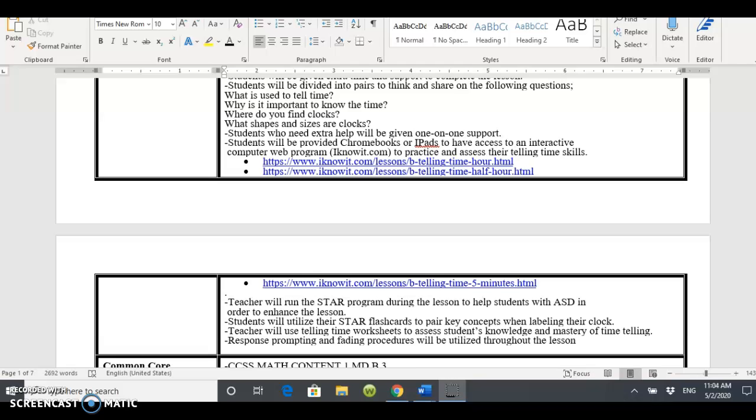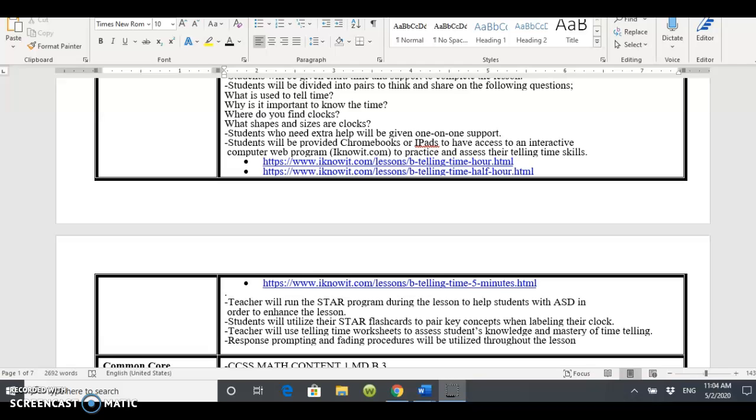Students will be provided Chromebooks or iPads to have access to an interactive computer web program called I Know It to practice and assess their telling time skills. Links are provided below. Teacher will run the STAR program during the lesson to help students with ASD in order to enhance the lesson. Students will utilize the STAR flashcards to pair key concepts when labeling their clocks.